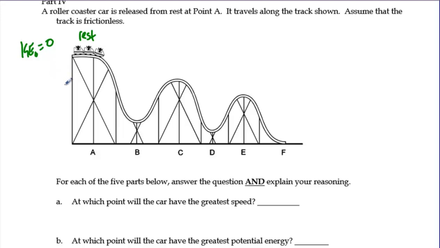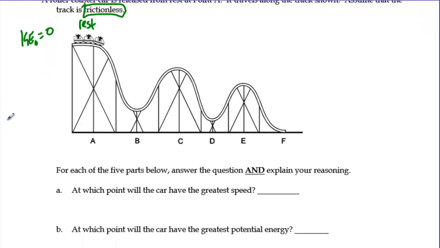It travels along the track shown. Assume that the track is frictionless. That's nice. That means we don't have to worry about any reduction of energy because of friction. So, at which point will the car have the greatest speed? Okay. Now I want you to think about this. We know it's not A. A is at rest. Where's it going to have the greatest speed?